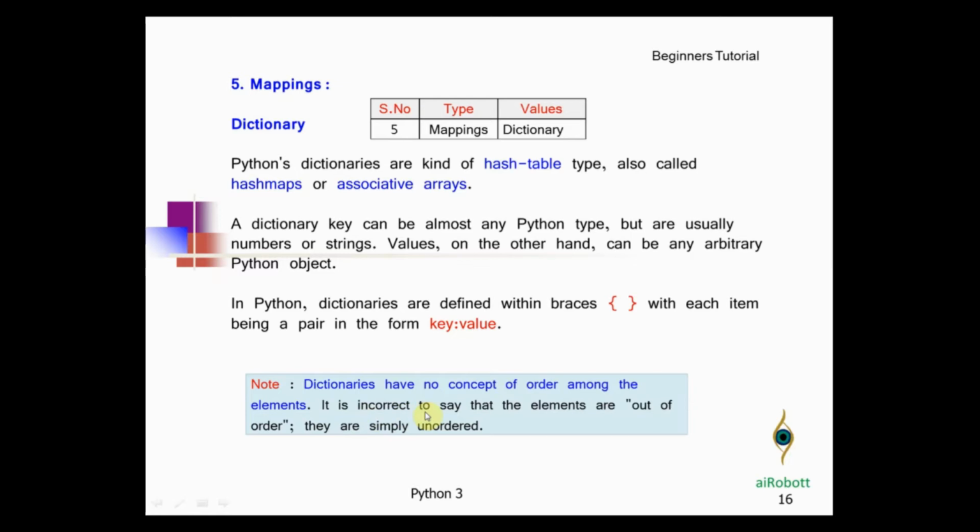Note, dictionaries have no concept of order among the elements. It is incorrect to say that the elements are out of order. They are simply unordered. A dictionary is an unordered collection of key and value pairs. It is generally used when we have a huge amount of data. Dictionaries are optimized for retrieving data. We must know the key to retrieve the value. Let us see one example.